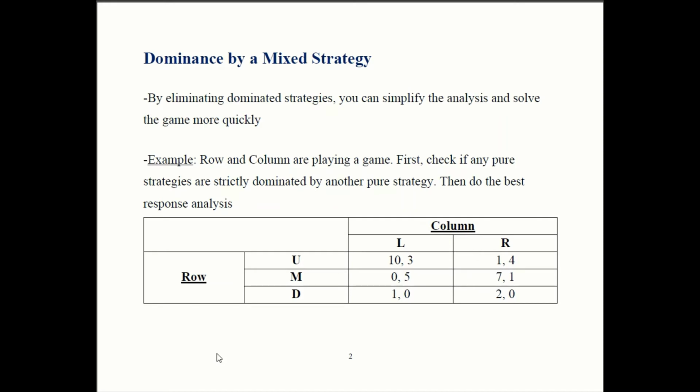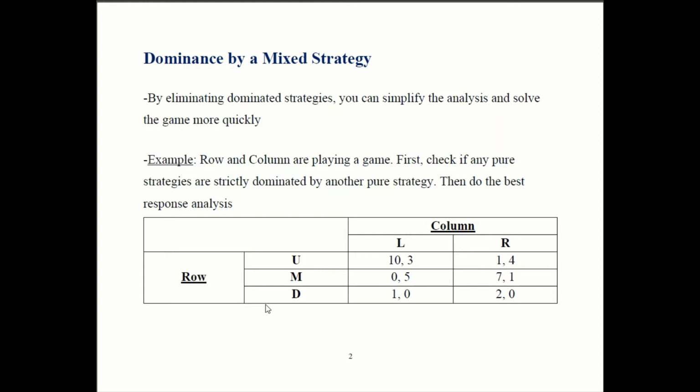Alright, so it turns out that none of the pure strategies dominate any of the others. Start at the row player. It looks like up is better than middle and down if we know column is playing left. Unfortunately though, up is not so great if they're playing right, so up is not going to dominate anything. Middle and down are worse than up if column is playing left, so none of these strategies dominate up, and up doesn't dominate anything.